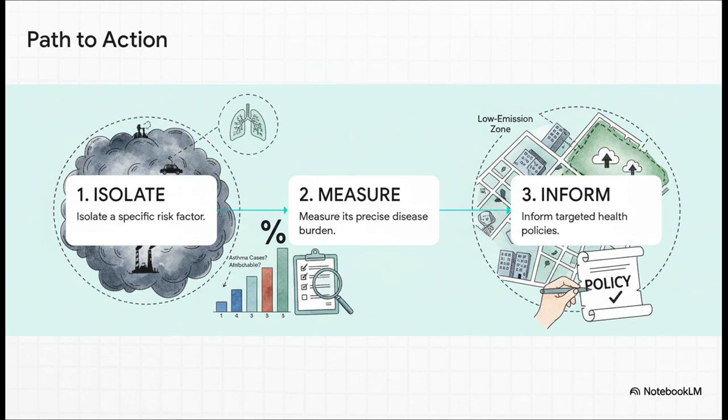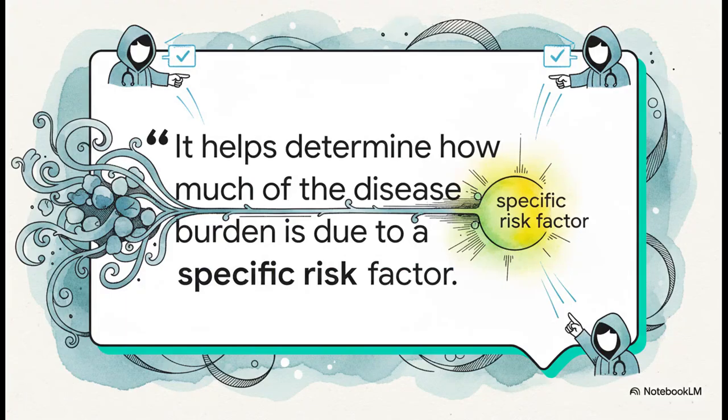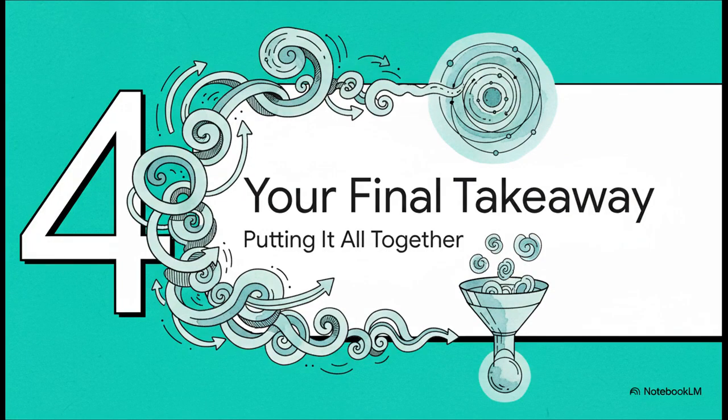Step 1, you isolate a risk factor. Let's say air pollution in a city. Step 2, you measure its precise burden. You figure out exactly how many asthma attacks, for example, are directly attributable to that pollution. And then step 3, that hard data can inform super targeted policies, like creating clean air zones right where they'll do the most good. I mean, this quote from our source material just nails it. It's all about figuring out how much of the disease burden is due to a specific risk factor. Once you know that, you know where to focus your resources, your time, your money, to make the biggest possible difference.